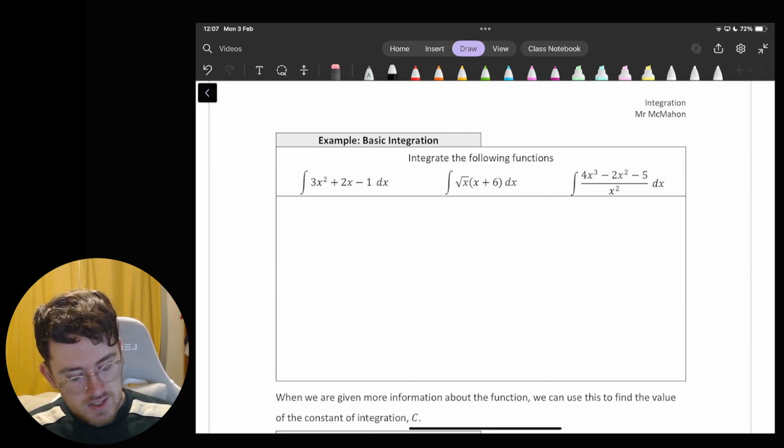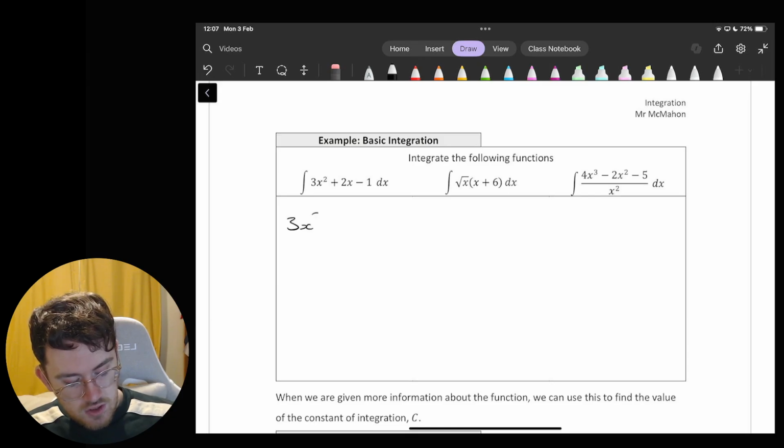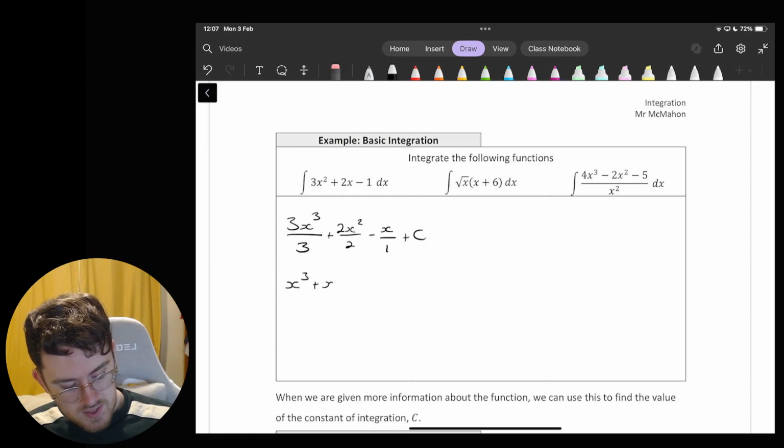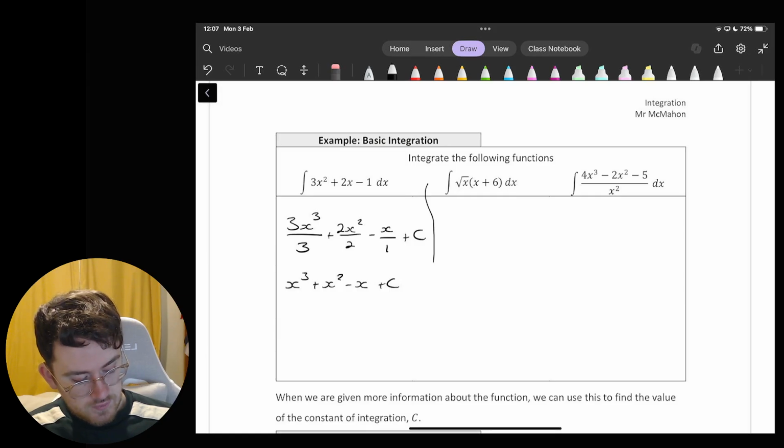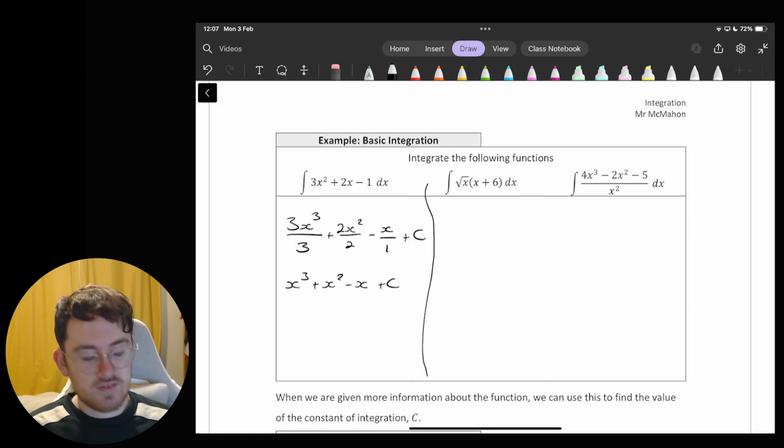So to integrate 3x squared, we raise the power by 1, so it becomes 3x cubed, and then we divide by the new power, which is 3. Same with 2x, we raise the power to 2 and divide by 2. 1 goes to 1x, and we divide by the new power of 1. Okay, and we also need our plus c. So reducing that down, x cubed plus x squared minus x plus c. Okay, and the plus c there, that constant of integration.